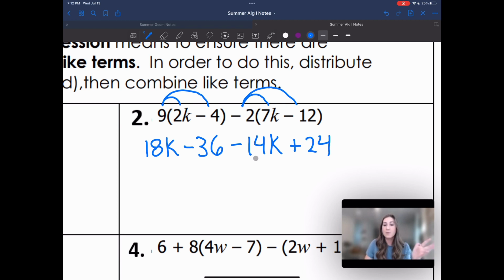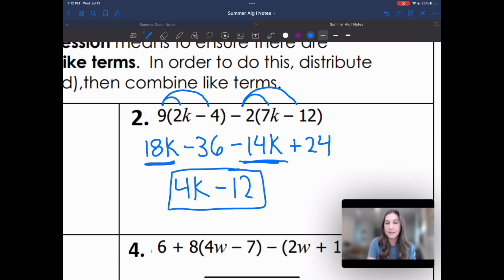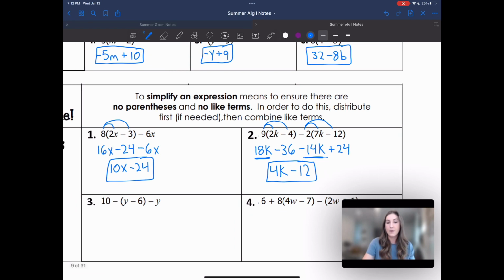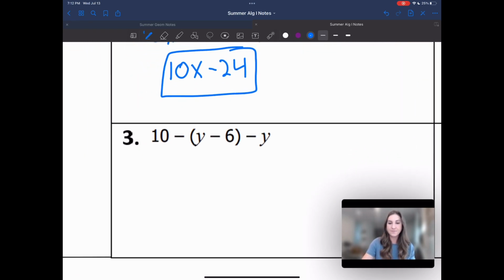Okay, and now we're just combining like terms. So I notice I've got an 18k minus a 14k, which is going to give me just a positive 4k. And then we've got negative 36 plus a positive 24. So I know that's going to be a negative, what would that be? 12. There we go. All right, and then that would be fully simplified. Can't combine those. All right, we got 2 left here.